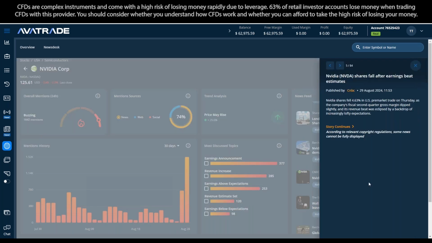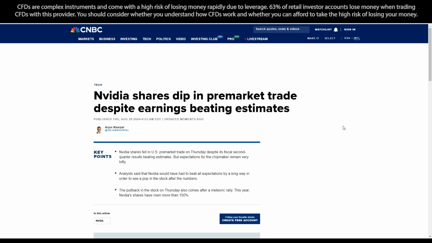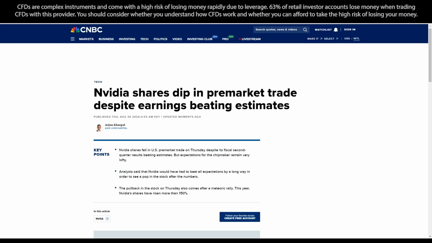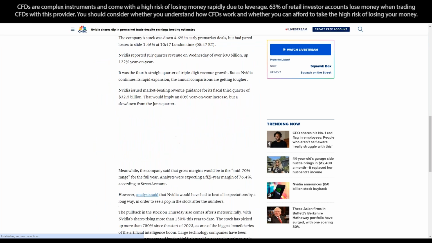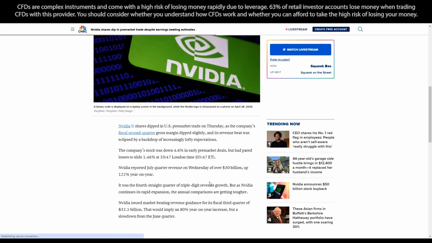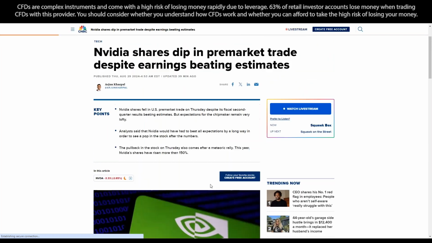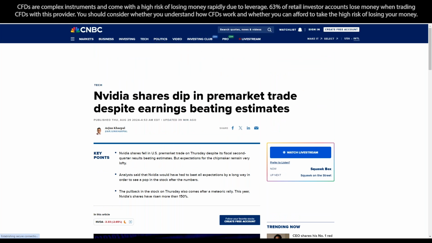If you click on the links, there's a synopsis, a small summary of the article, or you can click and read the entire article. It takes you right to the source, in this case, CNBC, and you can read the article for yourself to see what it is they're talking about. What's going on with NVIDIA and the numbers they just reported, and the pullback that occurred yesterday.